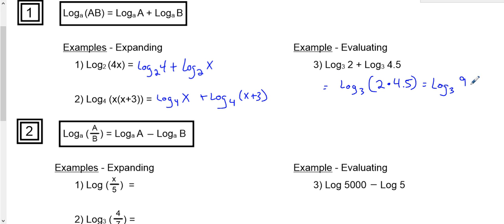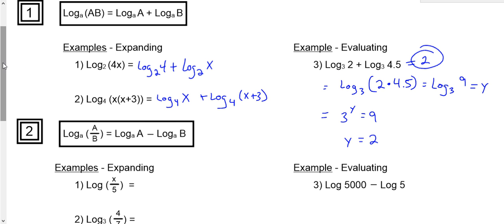So if I think about the exponential format of this logarithm, if I set this equal to y, this would be 3 to the y is equal to 9. And if I think about what exponent will give me 9, I will find that y equals 2. So the answer to this logarithmic expression is 2.